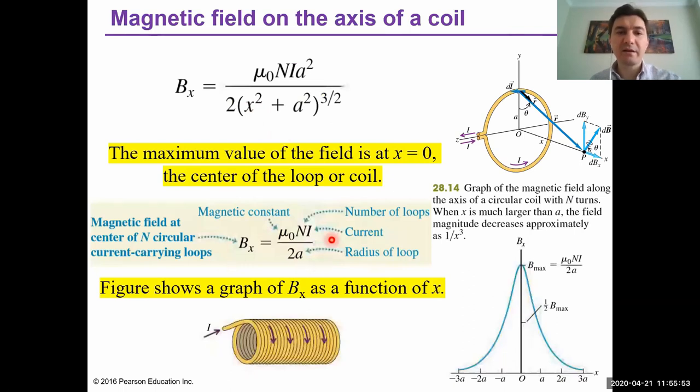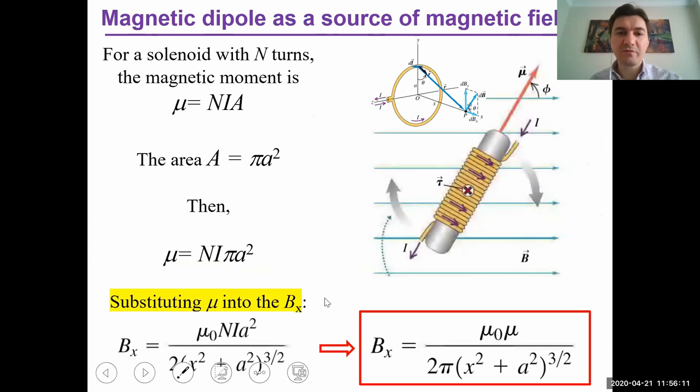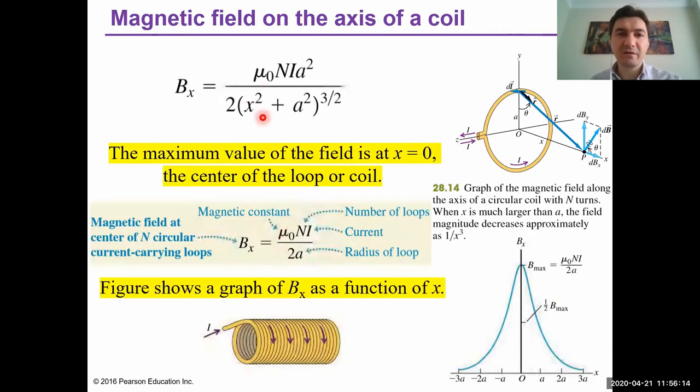And then the magnetic field at the center of N circular current carrying loops, or the magnetic field at the center of a coil, we will have that expression. This will be zero, and here we will have just a, the radius of the loop. And this is the number of turns, how many loops you have, and this is the current in the loop. Then you can calculate the magnetic field.